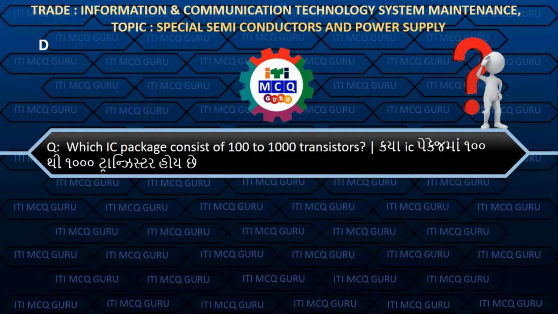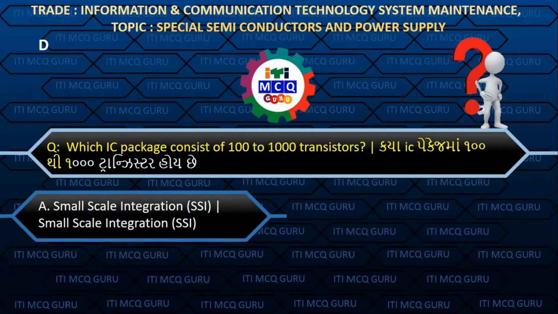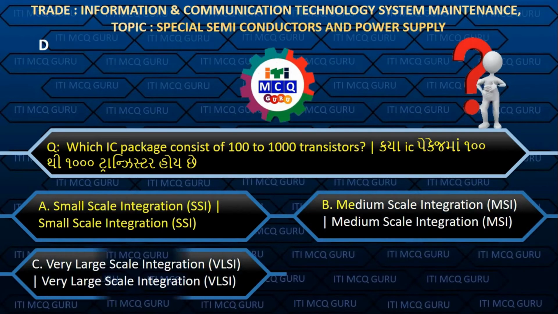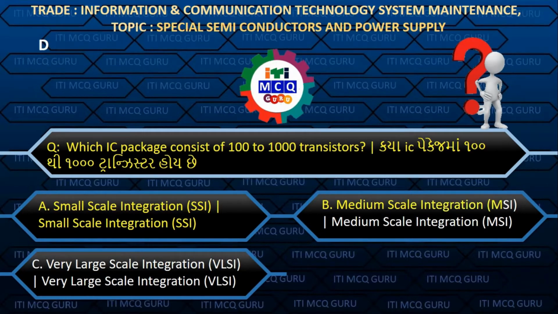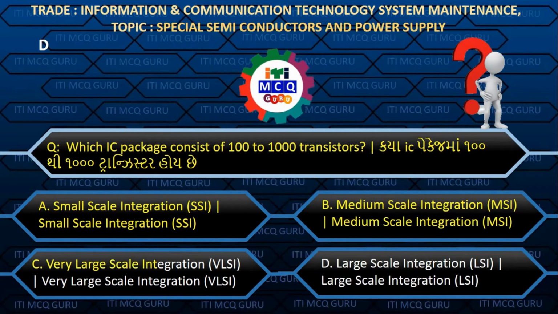Which IC package consists of 100 to 1000 transistor? કયા IC પેકેજમાં 100 થી 1000 ટ્રાન્ઝિસ્ટર હોય છે? The answer is D, large scale integration, LSI.